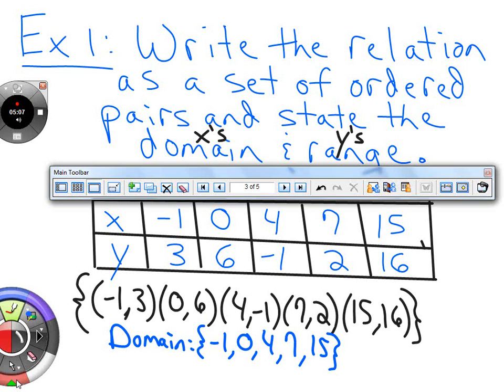And then the range are just the y-coordinates. So the range would be 3, 6, negative 1, 2, and 16. So that's the range. Okay, so there's that one.